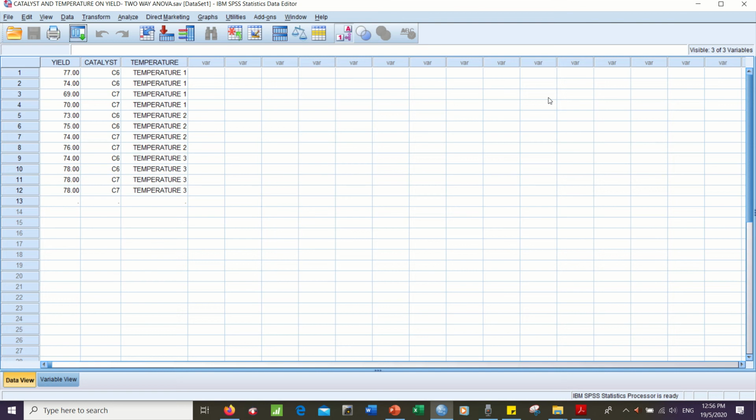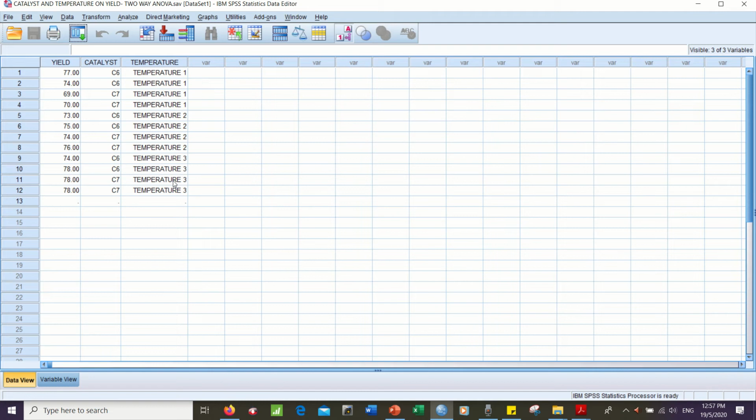Now I'm going to demonstrate to you how to use IBM SPSS to do the factorial ANOVA or two-way ANOVA. In this example, we have the yield of product that we are measuring on the left side. Then we have the two catalysts that we use to catalyze the process, catalyst C6 and catalyst C7, and the temperature at which the process takes place. So we have three different temperatures: temperature 1, temperature 2, and temperature 3.